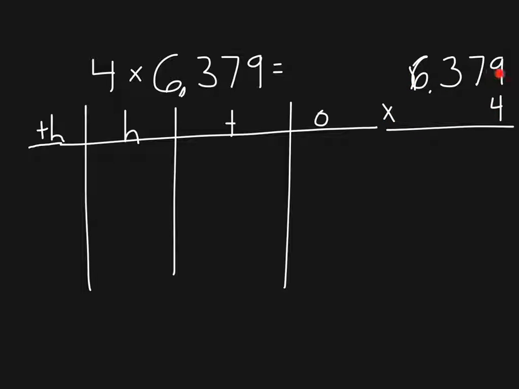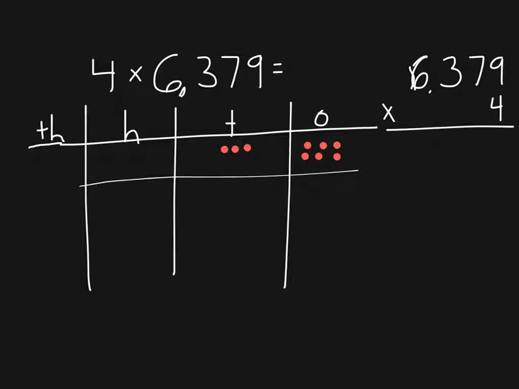So I'm going to start with my 9 ones and ask myself, what is 4 times 9 ones? And the answer is 36. Well, I don't want to spend time drawing 36 dots in my ones column. So I'm going to go ahead and do that regrouping. 36 is 3 tens and 6 ones. And then I'm done multiplying my ones.